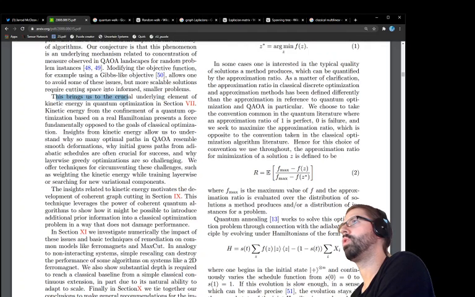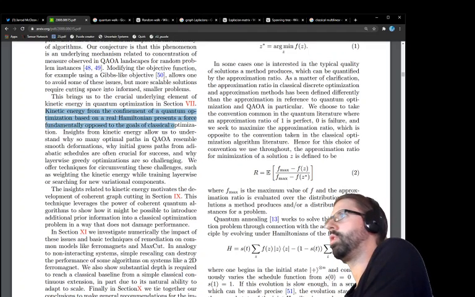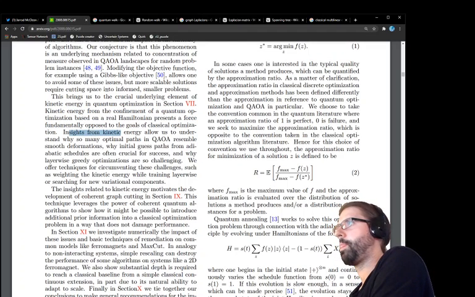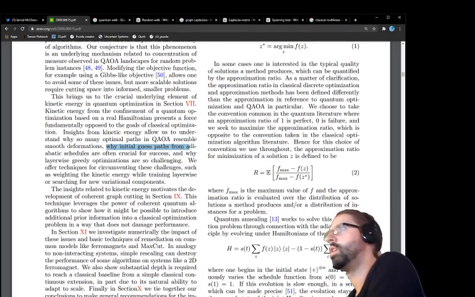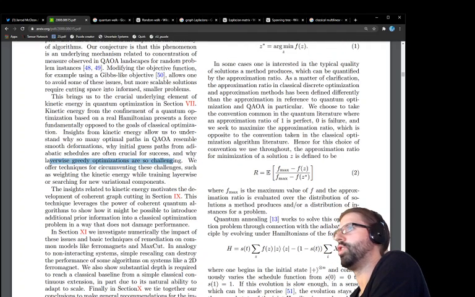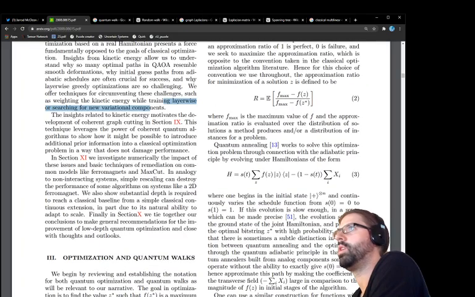This brings us to the crucial underlying element of kinetic energy in quantum optimization. Okay. Kinetic energy from the confinement of a quantum optimization based on the real Hamiltonian presents a force fundamentally opposed to the goals of classical optimization. Insights from kinetic energy allow us to understand why so many optimal paths in QAOA resemble smooth deformations, why initial guess paths from adiabatic schedules are often crucial for success, and why layer-wise greedy optimizations are so challenging. We offer techniques for circumventing these challenges, such as weighting the kinetic energy while training layer-wise or searching for new variational components. That's really interesting.